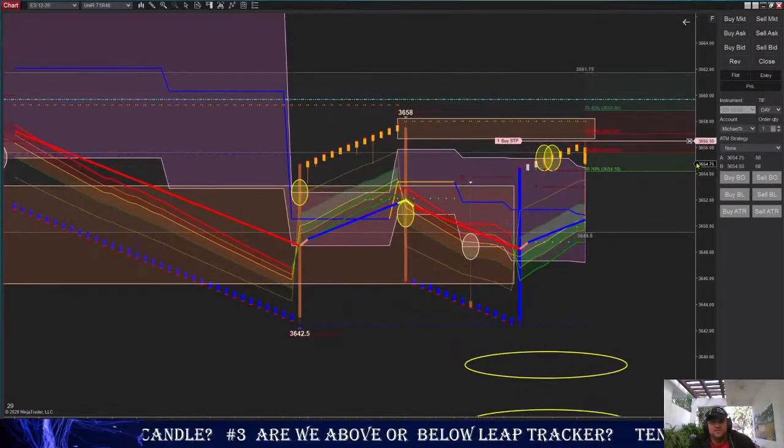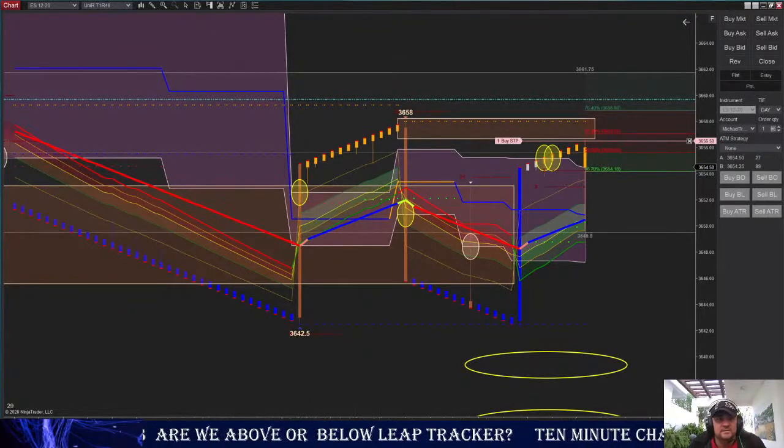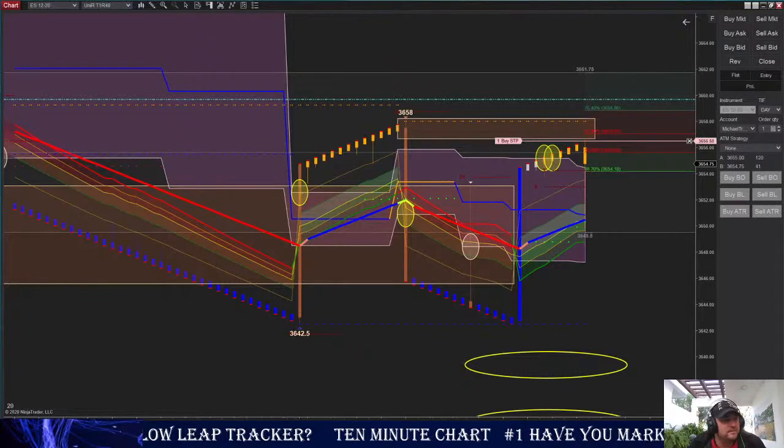And if it does break that, where am I? That's the market open price. If it does break that, then we can probably get to fib target one.